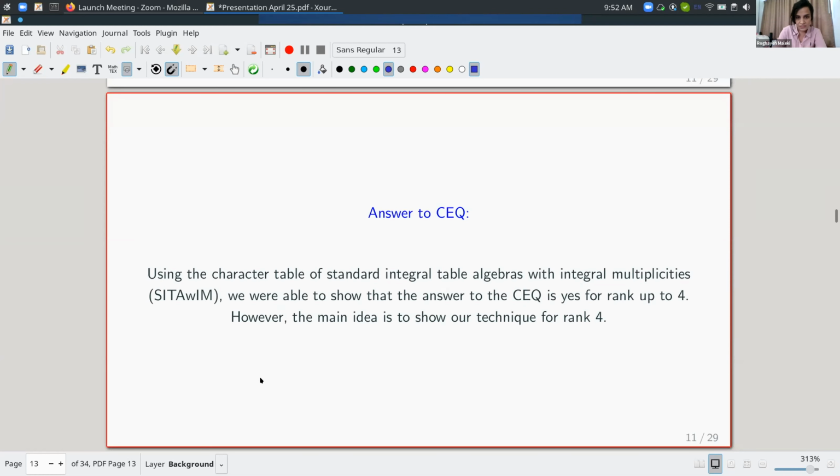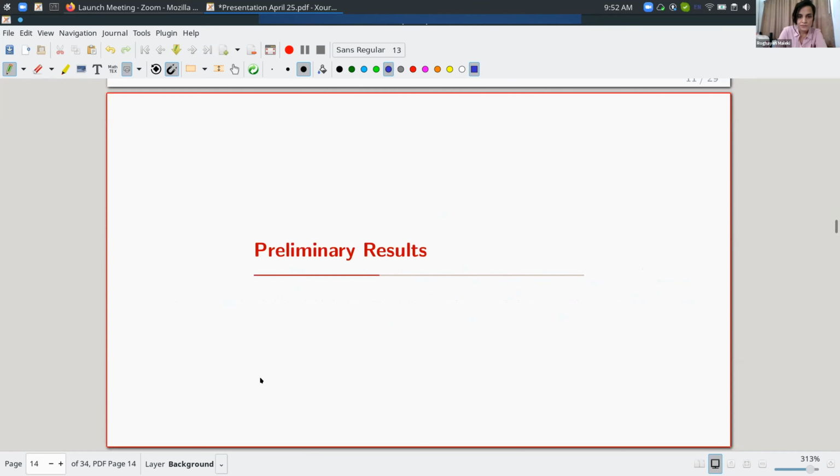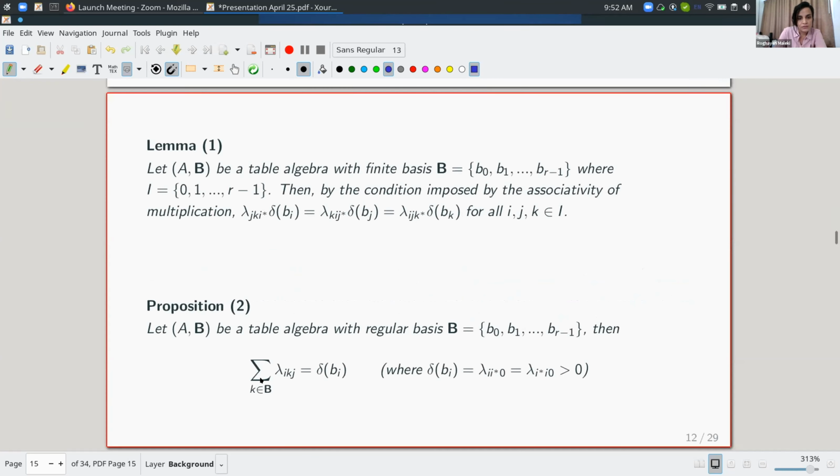But in this presentation, I'm just going to focus on rank 4 because we don't have that much time to go over rank 2, 3, or more than that. So we have some preliminary results. First of all, we have a lemma.